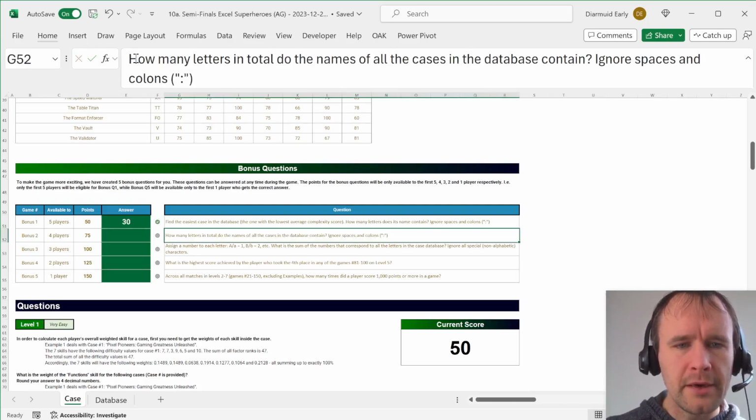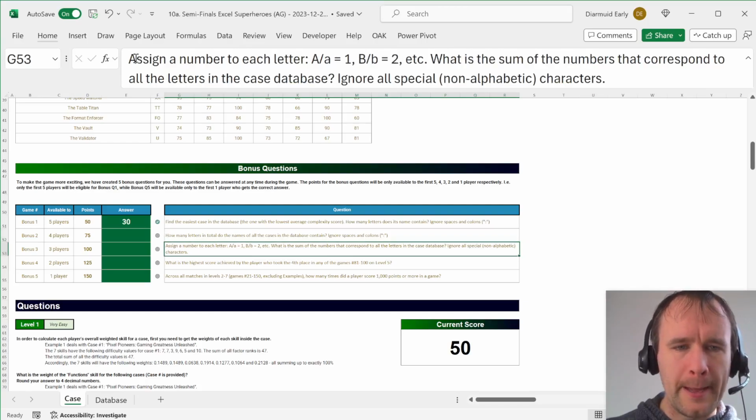Okay, how many letters in total do the names in all the cases in the database contain? Ignore spaces and colons, and then assign a number to each letter, from A being 1 to, I guess, Z being 26. What is the sum of the numbers that correspond to all the letters in the case database?